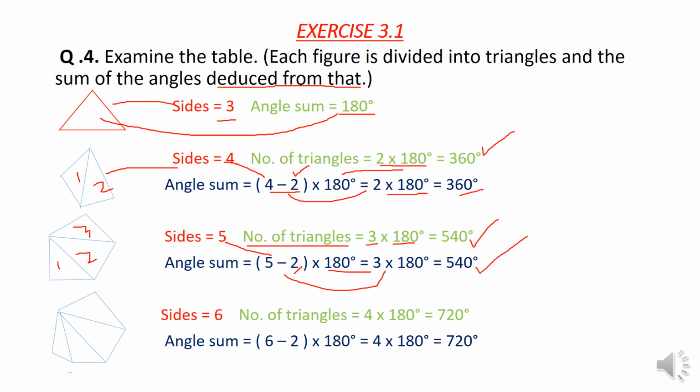Similarly, for 6 sides, how many triangles are you getting? 4, and the answer will be 4 multiplied by 180. What will the sum be here? 720. Now we calculate the same sum by using sides. The number of sides here is 6. Again you have to subtract the same number 2, and multiply by 180. So 6 minus 2 becomes 4, multiplied by 180. How much do you get as the answer here? 720.